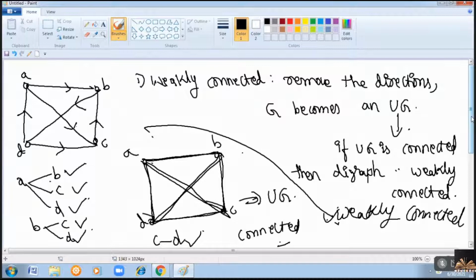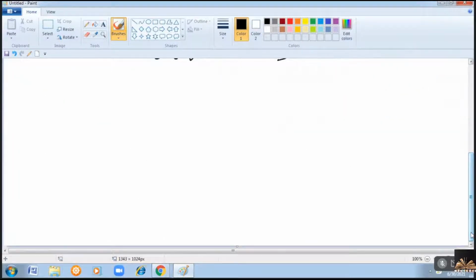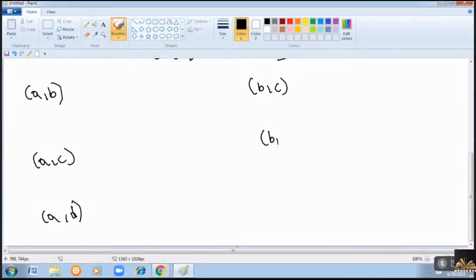Unilaterally connected or not. For a unilaterally connected graph, when you consider any pair of vertices, at least one of the vertices in the pair should be reachable from the other vertex. That means when you consider A comma B, either A should be reachable from B or B should be reachable from A. So let me consider all the pairs. We will check which vertices are reachable. Then we can decide whether it is unilaterally or strongly connected.